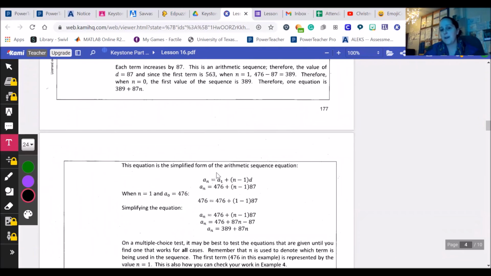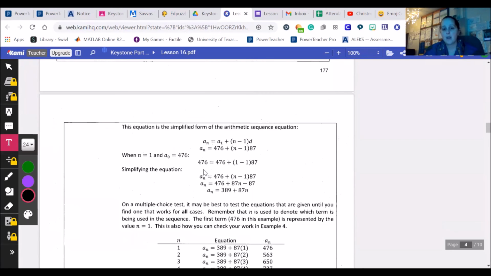The equation in the simplified form of the arithmetic sequence equation, a sub n equals a sub 1 plus n minus 1 times d, where a sub n equals 476 plus n minus 1 times 87, when n equals 1 and a sub 1 equals 476. 476 equals 476 plus 1 minus 1 times 87. Simplifying the equation, a sub n equals 389 plus 87n.